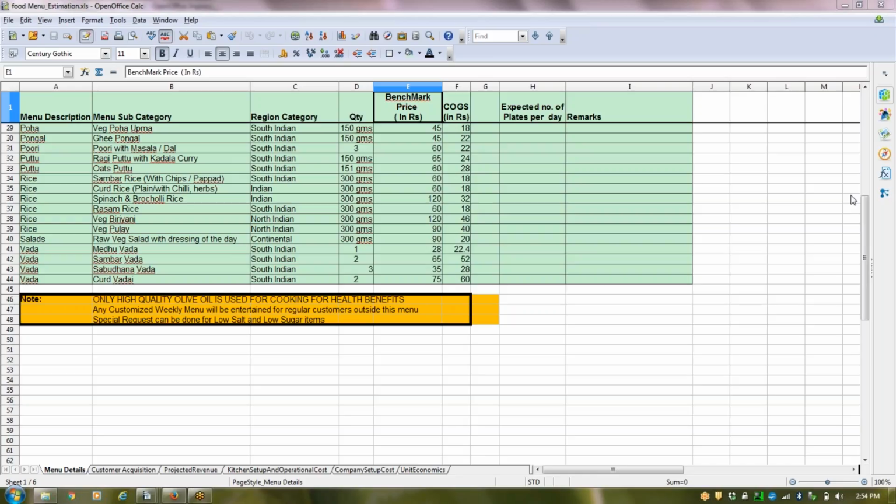So over here, what they have done is they have come up with the menu items, and for these menu items, they have put the COGS, and then they have put the benchmark price after comparing it with the competitors, that is other restaurants in the nearby vicinity. So this does not mean that they are making veg biryani for 46 rupees and selling it for 120 and the difference is their profit. That is not the case.